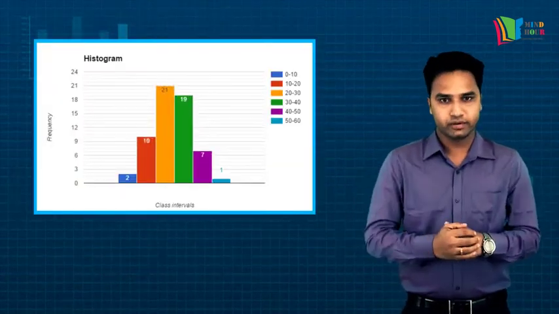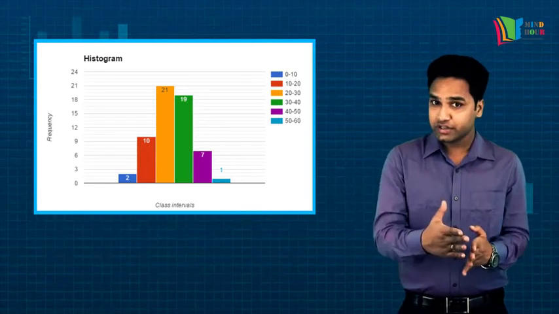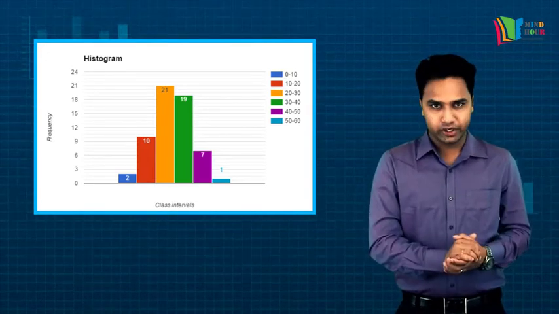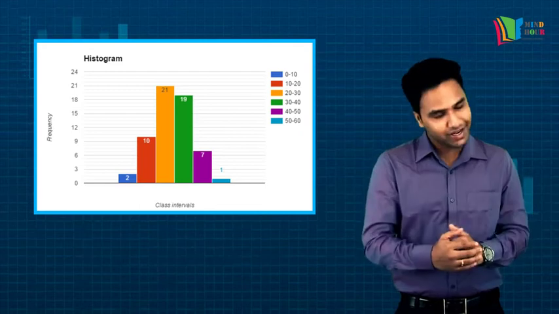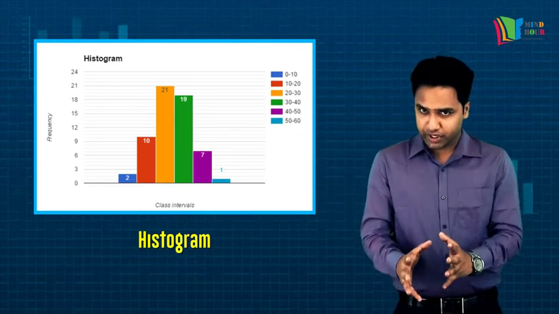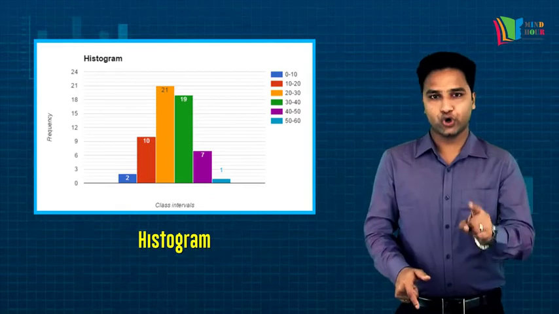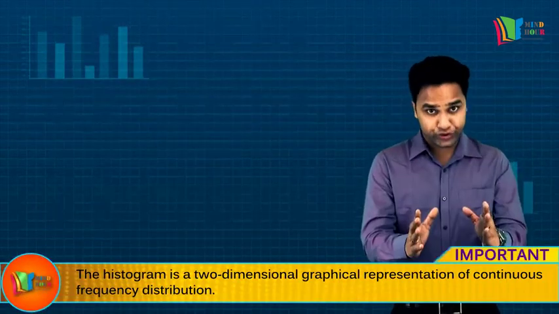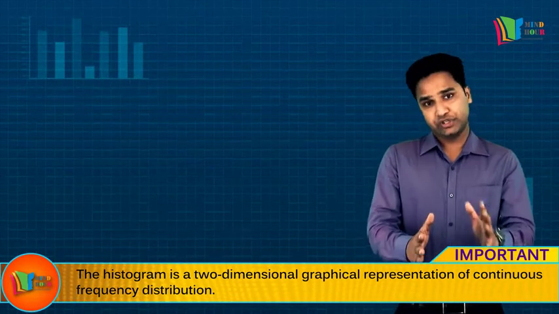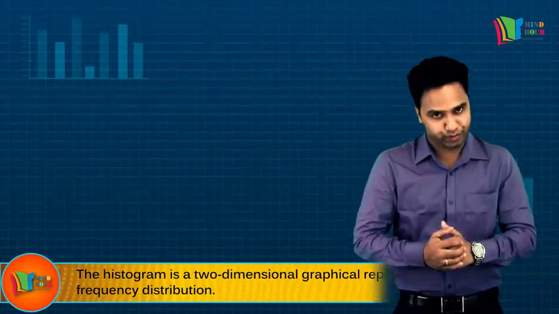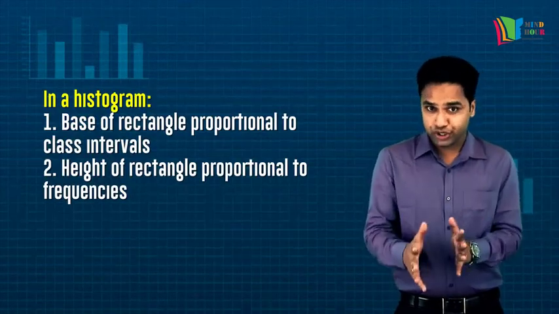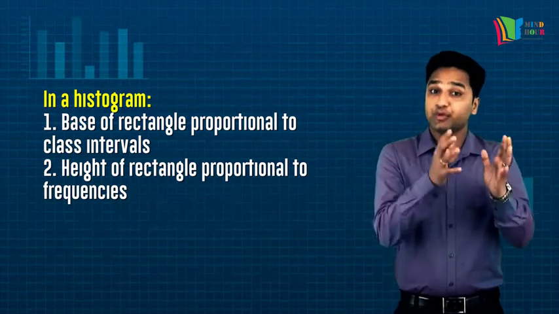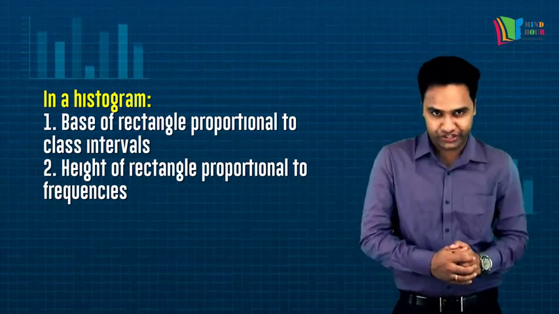Now this is displayed graphically as in the adjoining graph. The height of the bars shows the frequency of the class interval. Also, there is no gap between the bars as there is no gap between the class intervals. The graphical representation of data in this manner is called a histogram. The histogram is a two-dimensional graphical representation of continuous frequency distribution. In this type of graph, rectangles are drawn with bases proportional to class intervals and heights proportional to the frequencies of the respective classes.